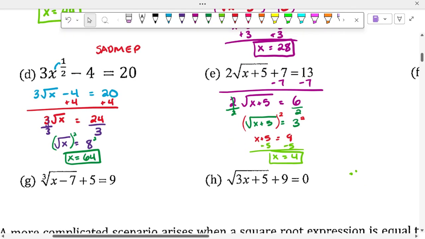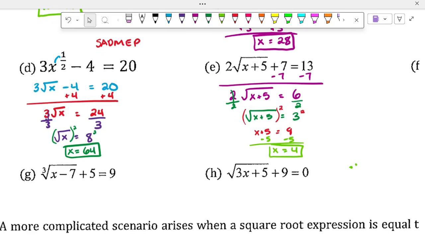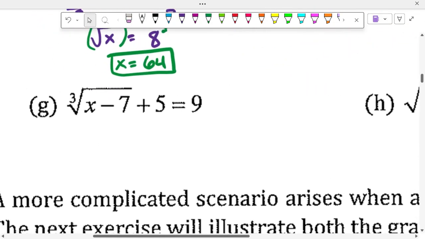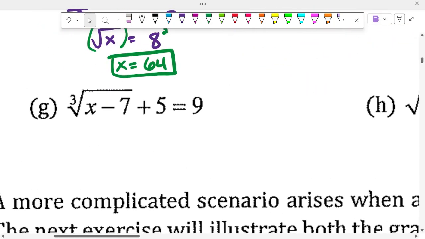Now, take a minute, look at letter G. What's different about letter G versus what we've been doing so far? It's a cube root. So when we get the cube root by itself, what do you think I'm going to do to undo it? Cube it. All right. So just like a square undoes a square root, a cube undoes a cube root. So essentially the trick is that whatever the index of your radical is, that's the power you're going to raise it to undo it. So if that was a 4, you'd raise it to the 4th power. If it was a 7, you'd raise it to the 7th power.